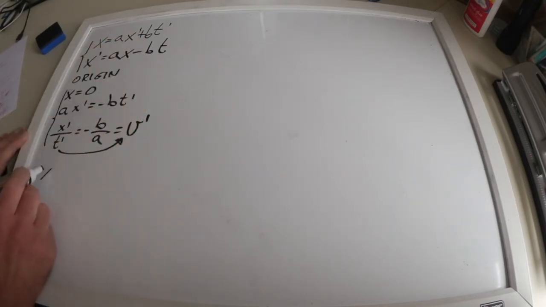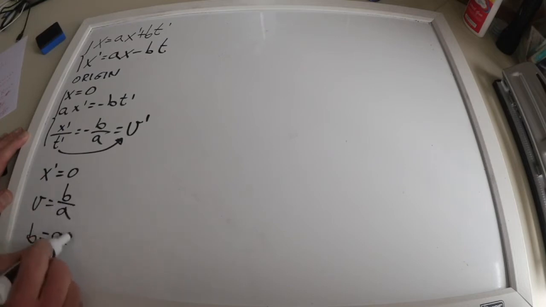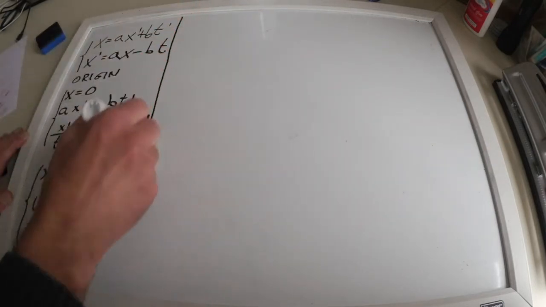Let's do the same from the other inertial frame. From S, let's observe the coordinates of the S prime reference frame. Here, we have to impose that x prime equals 0, and we get that the velocity is b over a. This makes sense, as the velocity of each reference frame has to be the same but opposite.